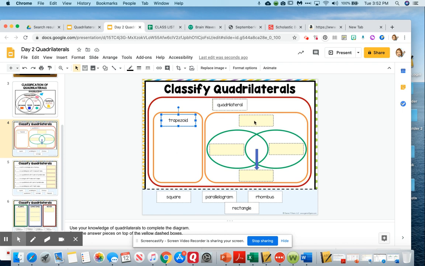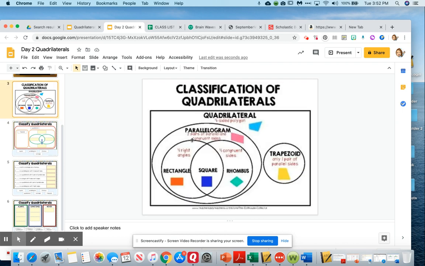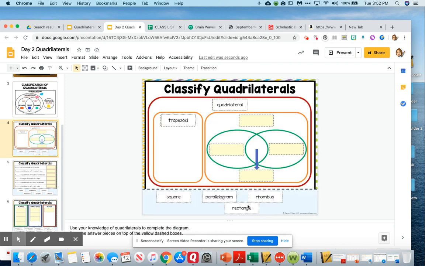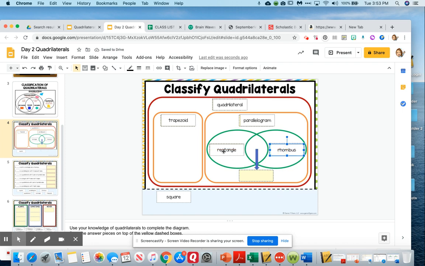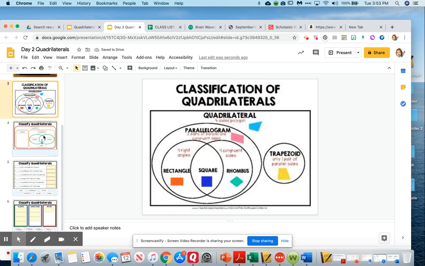Now, over here, what's the top of this one? The parallelogram. So I'm going to drag parallelogram up here. And remember, there's three different types of parallelograms. We've got our rectangle over here with four right angles. And on the other side, we have our rhombus. And then the one in the middle that is not only a parallelogram, but also a rectangle and also a rhombus is our square. So that's basically just showing what this chart here shows.